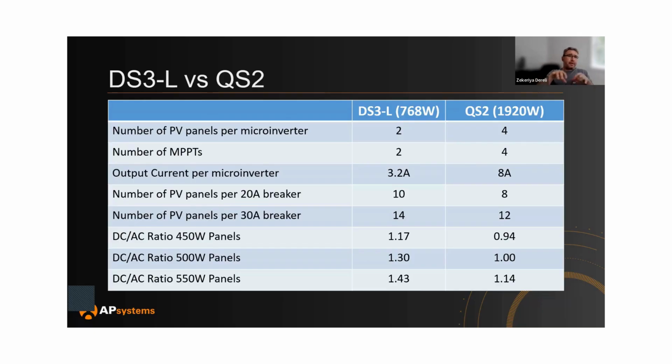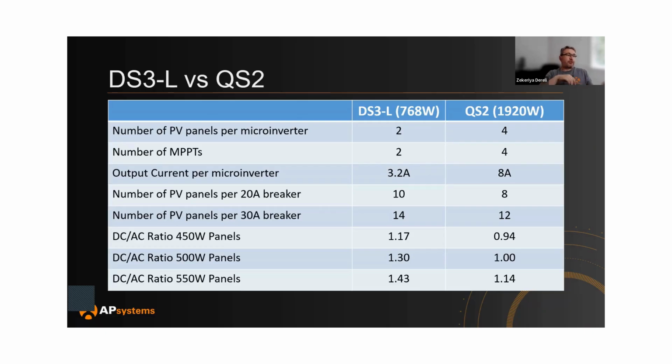Another important aspect is the DC-AC ratio, right? For most commercial applications, you would have a DC-AC ratio higher than one, but for residential, maybe you want to stick to about 1 to 1, because you don't want the power being clipped all the time because of a higher DC-AC ratio. So with QS2, you get a more or less 1 to 1 DC-AC ratio. I think that's one of the advantages.